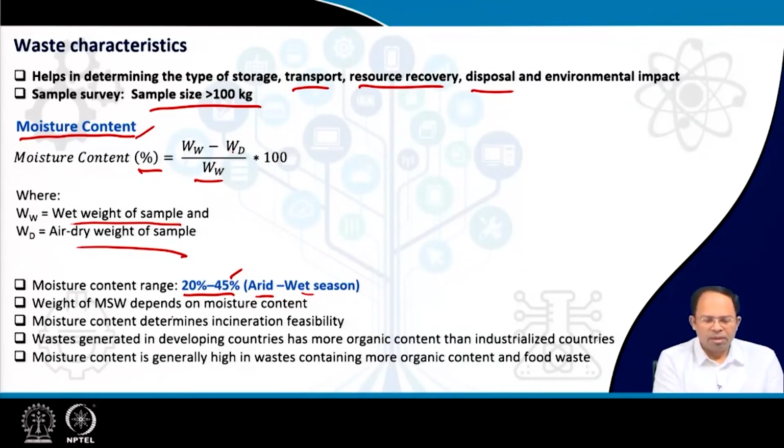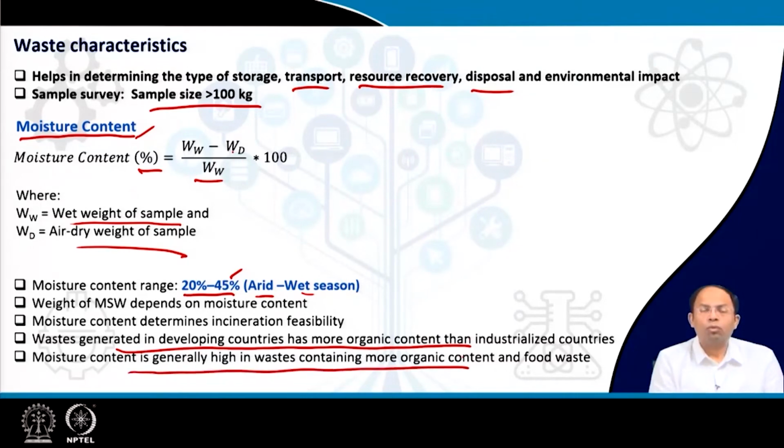And weight of MSW depends on moisture content that we discussed. Moisture content determines incineration feasibility. That means if the waste is wet, then we cannot burn it, or actually we will require a lot more energy to burn it, which will make it unfeasible. Waste generated in developing countries has more organic content than industrialized countries, and moisture content is generally high in waste containing more organic content. So more wet, that's why we call it wet waste, right? Because the organic waste has got a lot of water in it.